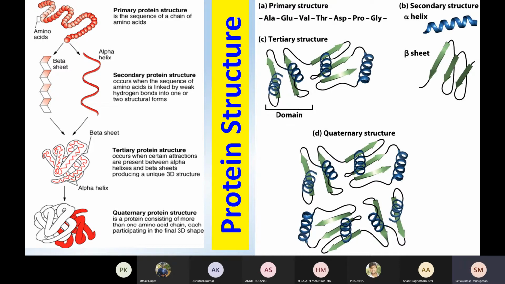That means you have alpha helices and beta sheets, and they aggregate or form parallel to each other. And sometimes they form opposite to one another in direction, like a beta sheet opposite to an alpha helix formation. So those different subunit formations will happen in the quaternary protein structures.